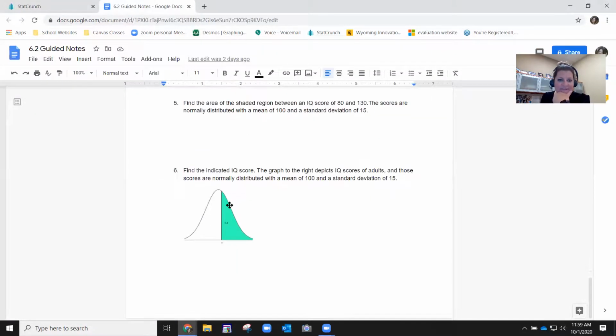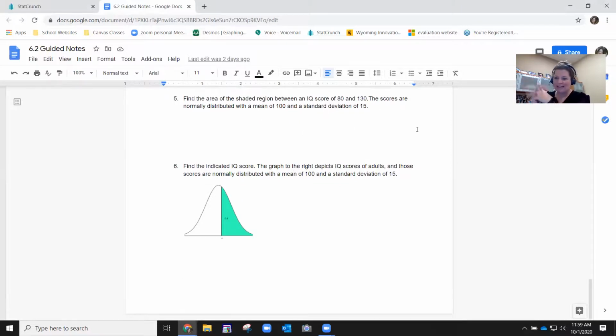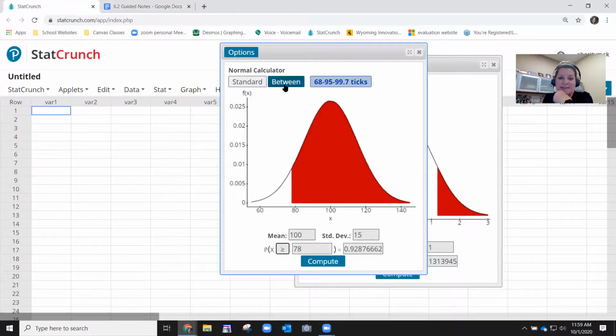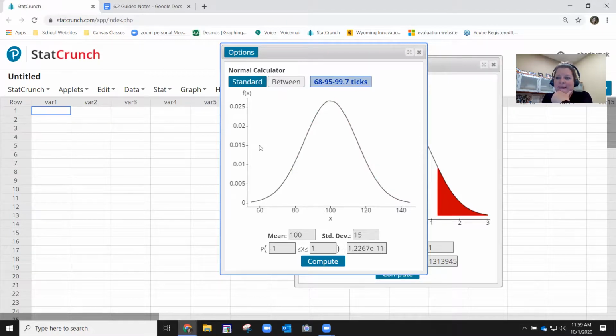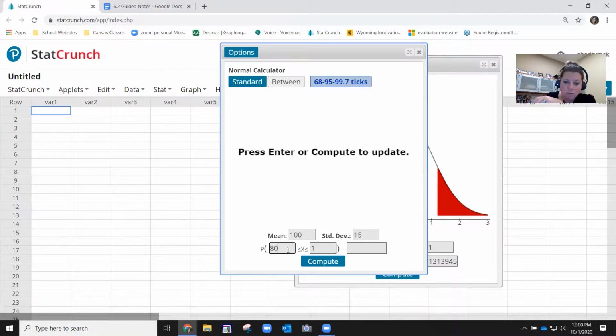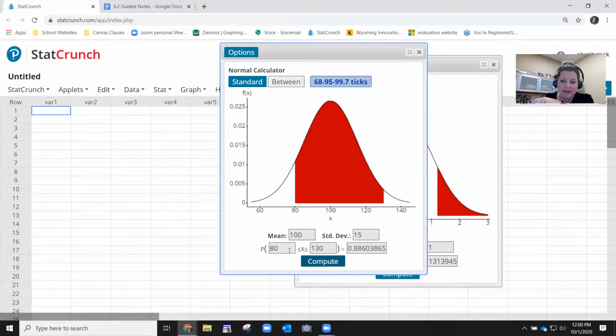Okay, number 5 here. Find the area of the shaded region between two values. Yay, we haven't done this one yet. So if we want something between an 80 and a 130, so 80 to 130 is pretty normal. How many people are between those? Still have the same mean and standard deviation. So this one we have to click the between button. Now we need to change these to be between 80 and 130. Okay, and then compute. So our X values are between these. You can see that it's the right section, and it says 88.6% of the people are going to have an IQ score between 80 and 130. So you can get the between pretty easy there.